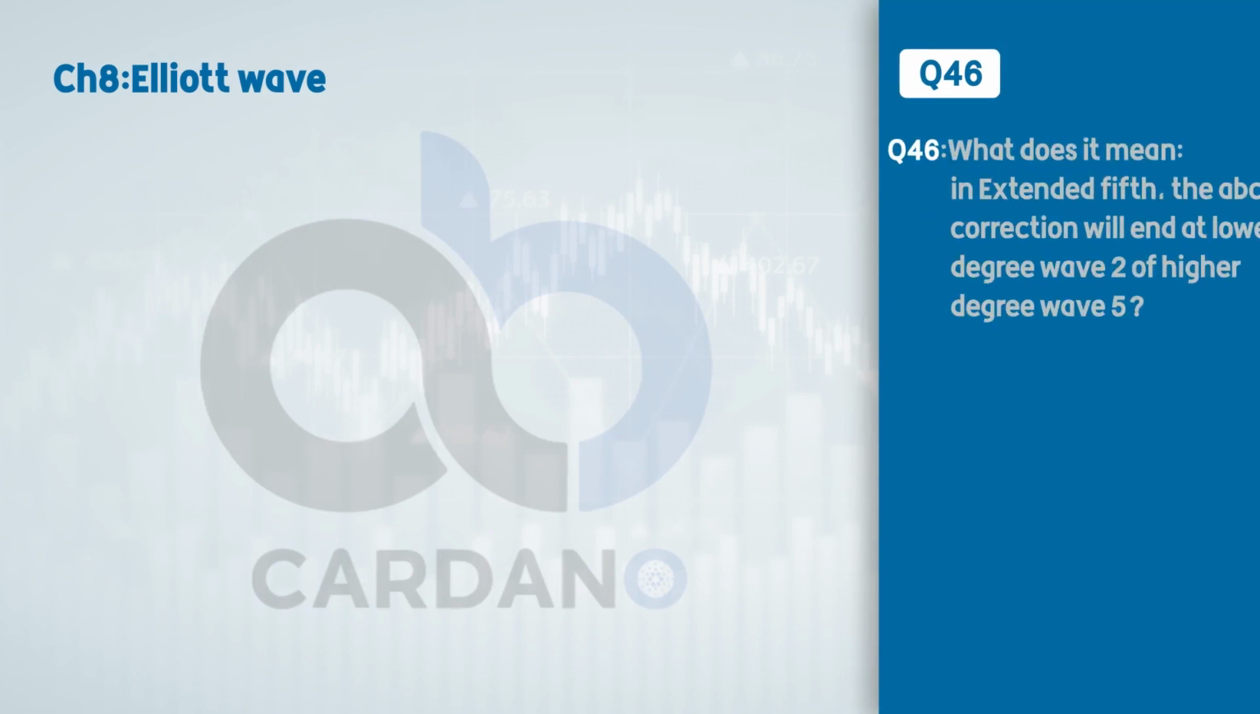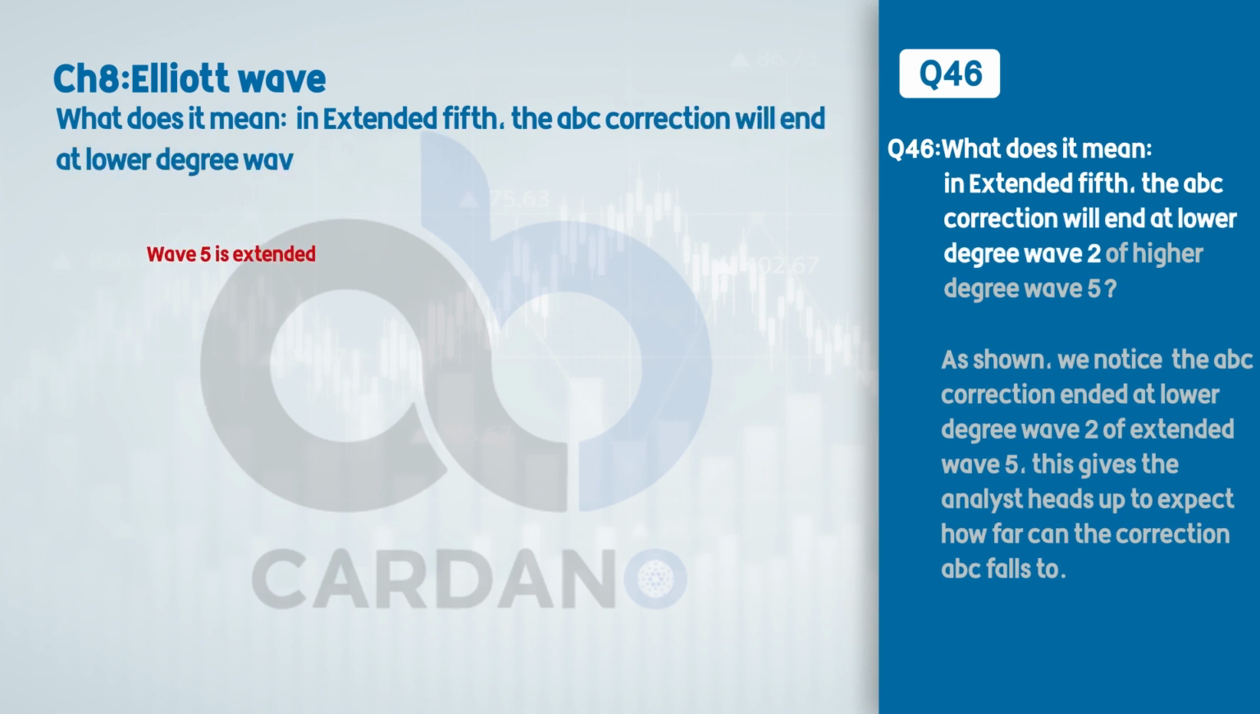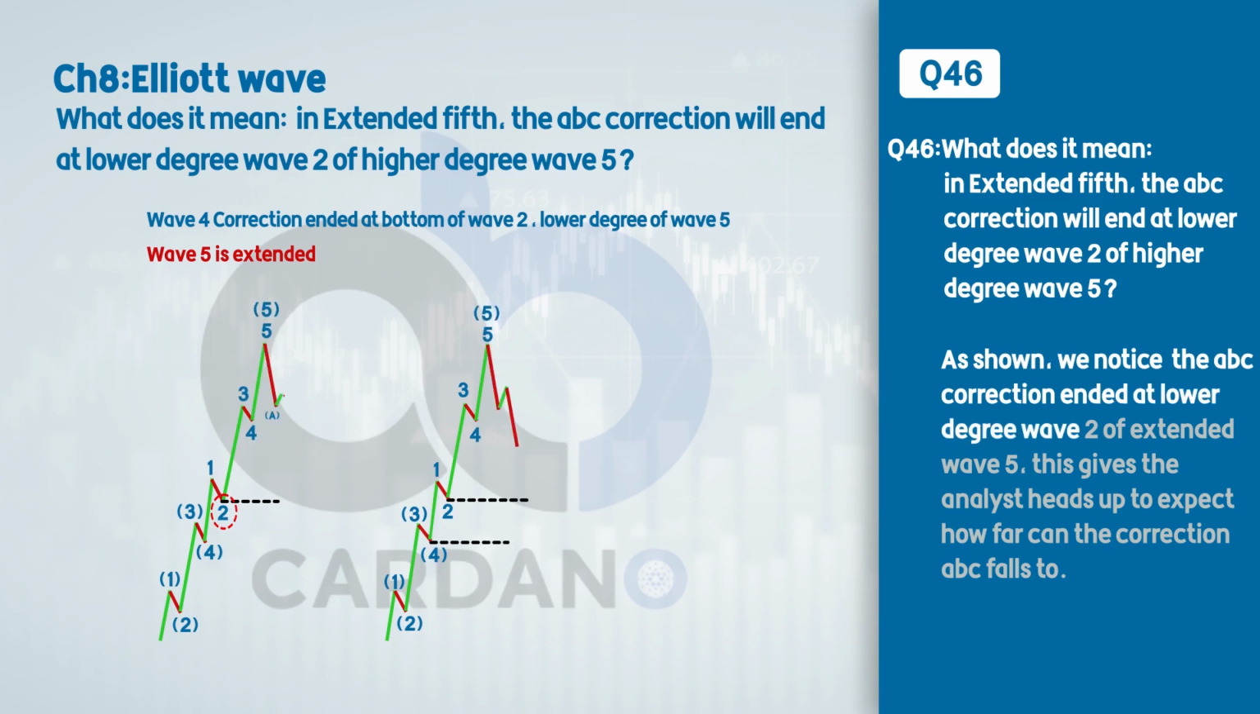Question number 46. What does it mean in extended fifth? The ABC correction will end at lower degree wave 2 of higher degree wave 5. The answer is, as shown, we noticed the ABC correction ended at lower degree wave 2 of extended wave 5. This gives the analyst a heads up to expect how far the correction ABC can fall.